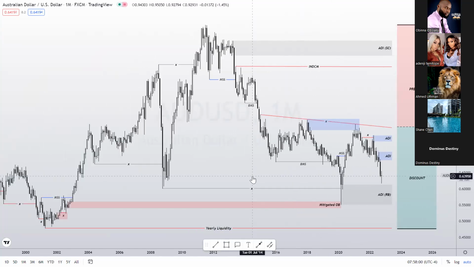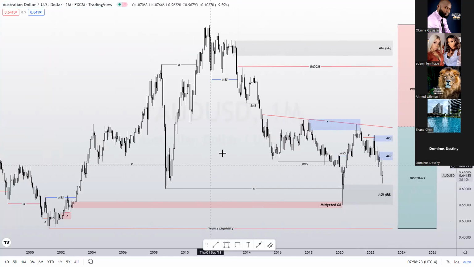We can't really tell exactly what's going to happen, but from the monthly, the tendency is that long term we could sweep out this yearly liquidity. You understand? Maybe before that happens, we could trade up, take out this liquidity here, which will engineer the whole movement down to sweep out this yearly liquidity. Yeah, so that's what I just have for the monthly.